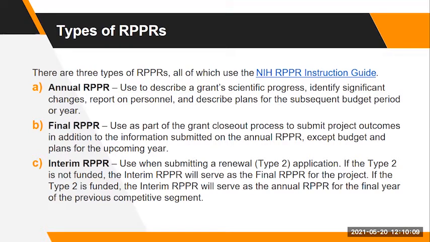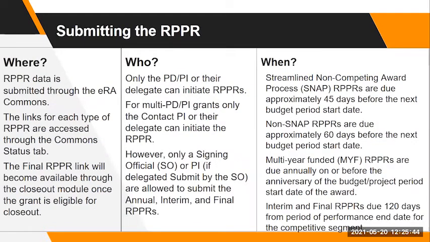For instance, if you have been awarded a grant for 2 years and then you want to renew for another 2 years. If the renewal is not funded, the interim RPPR for that second year will serve as the final RPPR. But if it is funded, then that interim RPPR will serve as the annual RPPR for year 2. The RPPR is submitted through the eRA Commons, and the links for each type of RPPR we talked about are accessed through the eRA Commons status tab. But the final RPPR's link will only become available during project closeout.